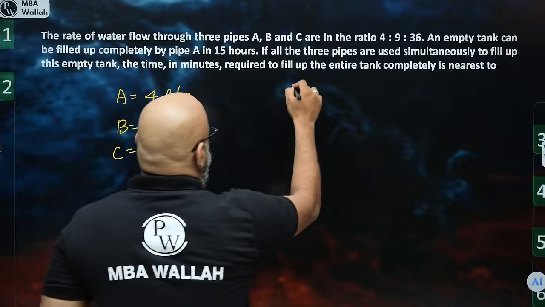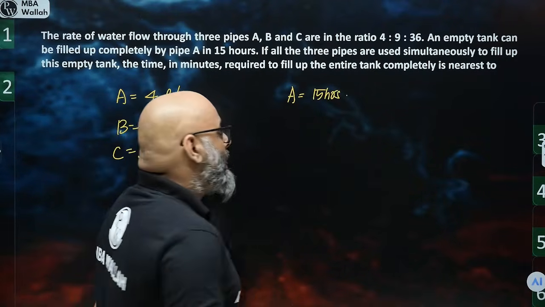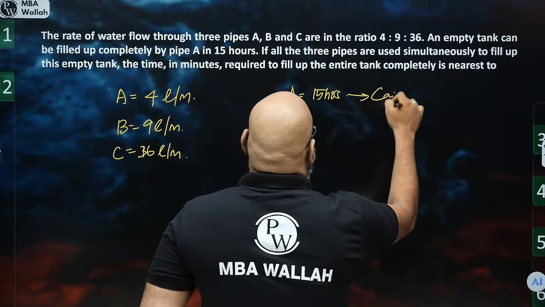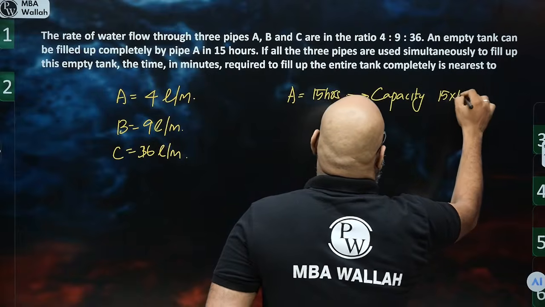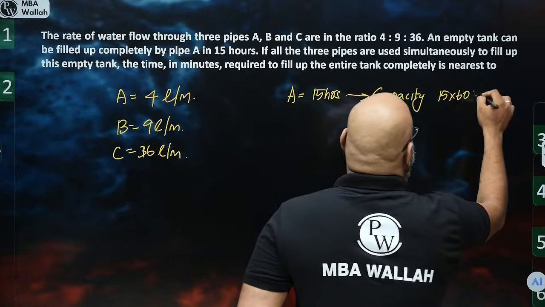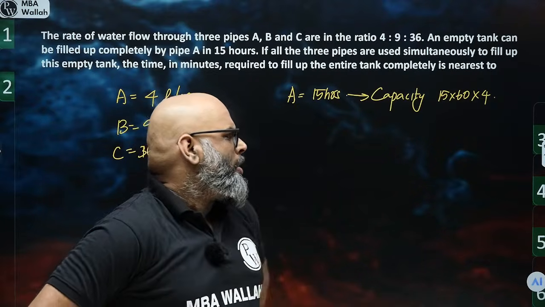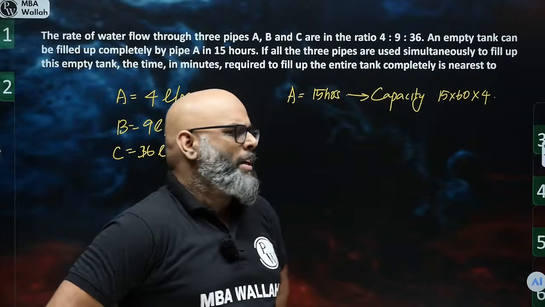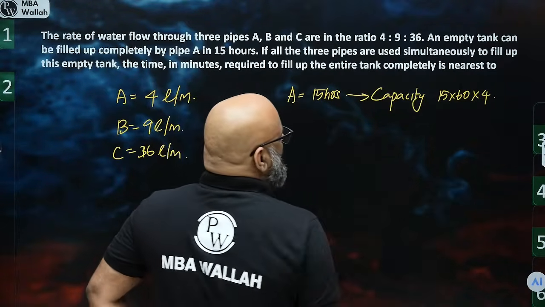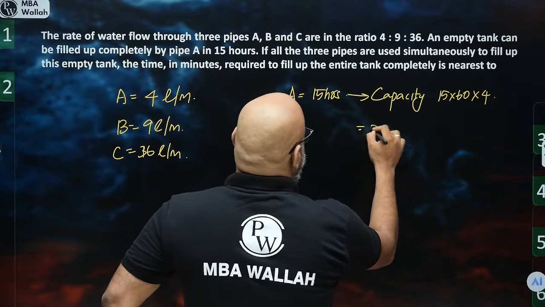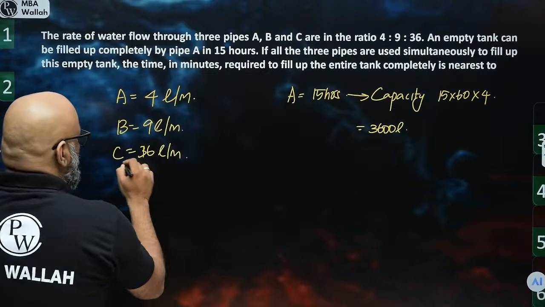So A alone takes 15 hours. So from here I can say capacity will be 15 hours into 60 minutes into 4 liters per minute. That will be my capacity. 15 into 60 into 4. That will be my capacity. If all three are filling, so this will be 15 into 4 is 60. So this entire thing will be 3600 liters.